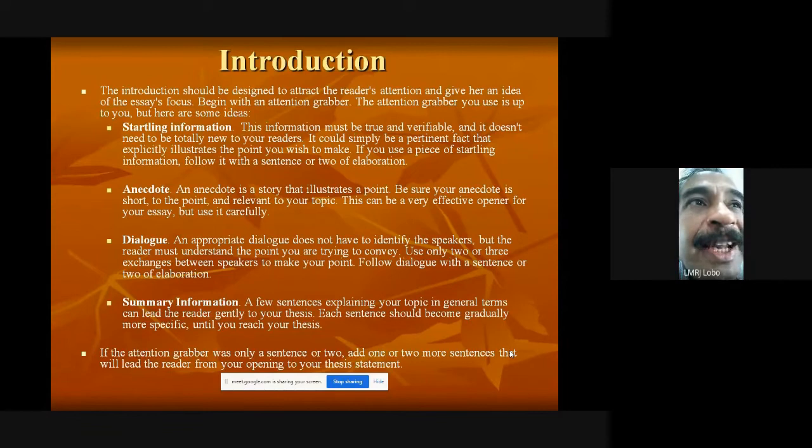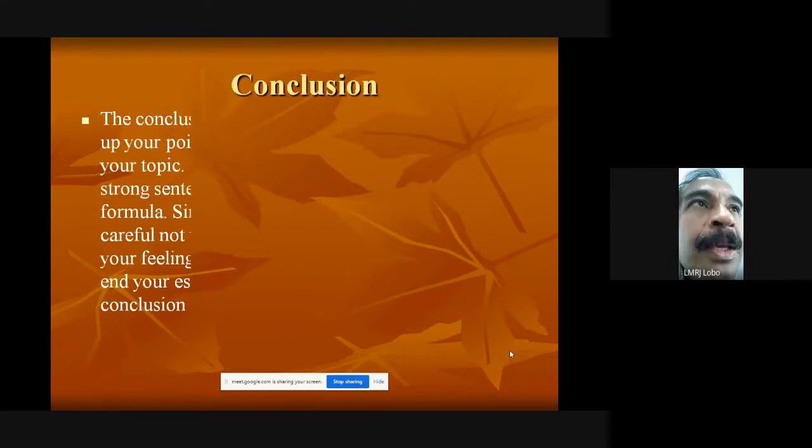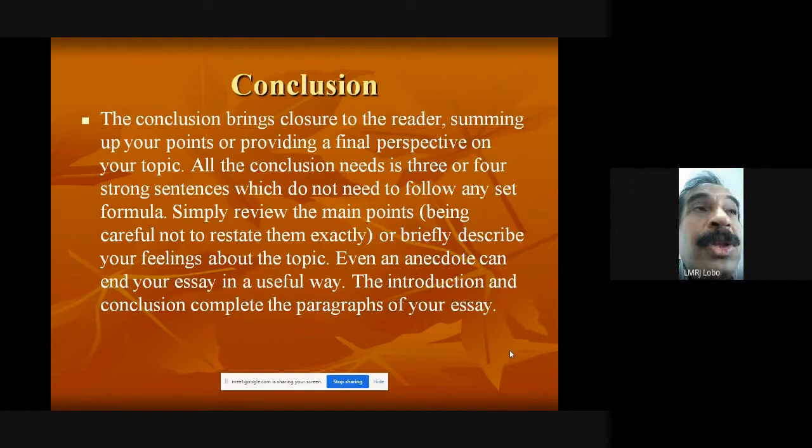If the attention grabber was only a sentence or two, then add 2 or 3 more sentences that will lead the reader from your opening to your main statement. Finish the paragraphs properly so that you can start the body of your essay. Okay? After your body comes the conclusion.